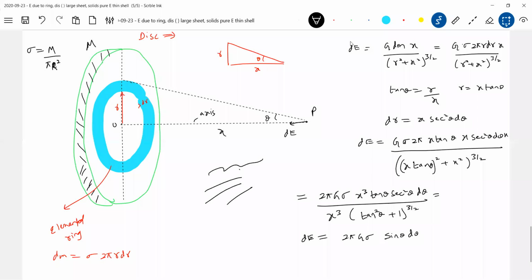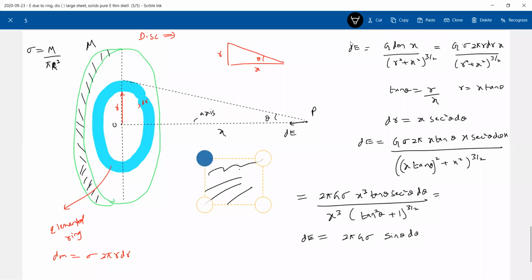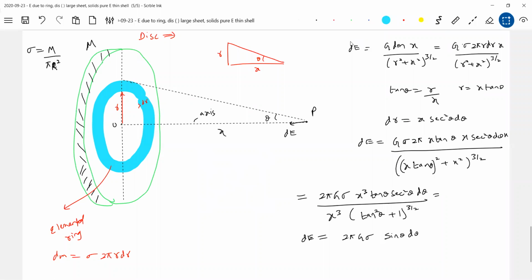Okay, let me try to finish off this part. This implies sine theta d theta. What to do after this? So let me integrate this part.